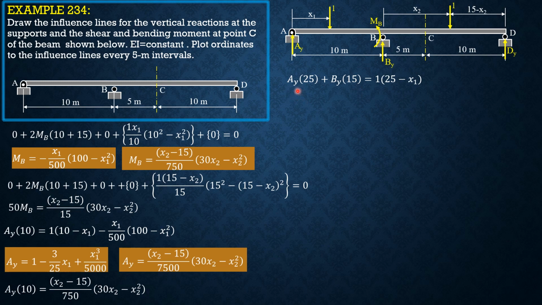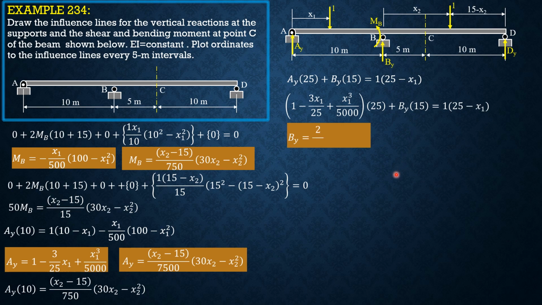Then substitute the value of AY in terms of x1, 1 minus 3 over 25 x1 plus x1 cube over 5,000, times 25, plus BY times 15 equals 1 times 25 minus x1. Simplifying, combining like terms, solving for BY. BY is equal to 2 over 15 x1 minus x1 cube over 3,000.